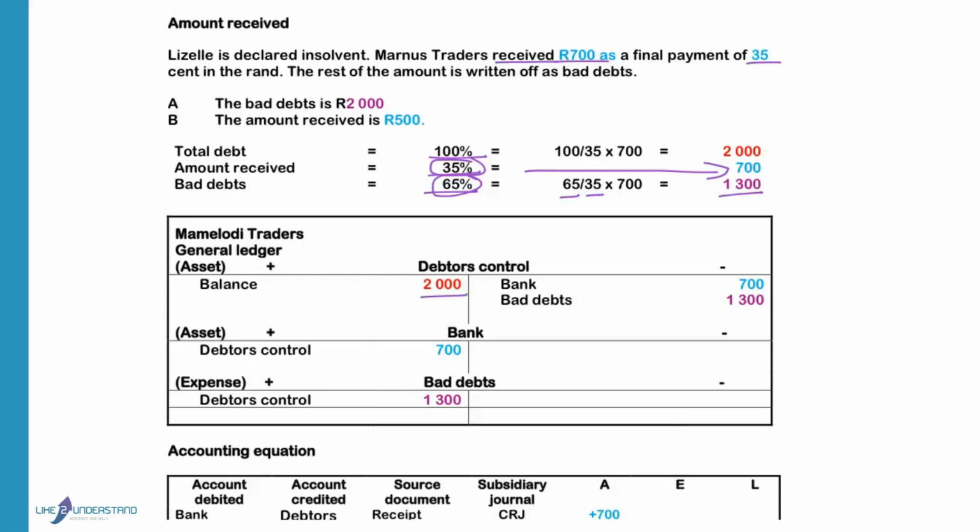You will decrease the debtors on the credit side with the amount received and the bad debt so that this account can be closed off. Bank will increase with the 700 that's deposited, and bad debts expense will increase with 1,300.